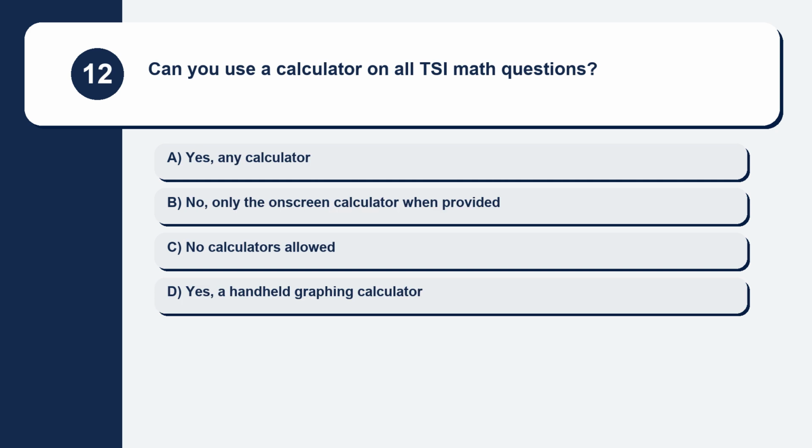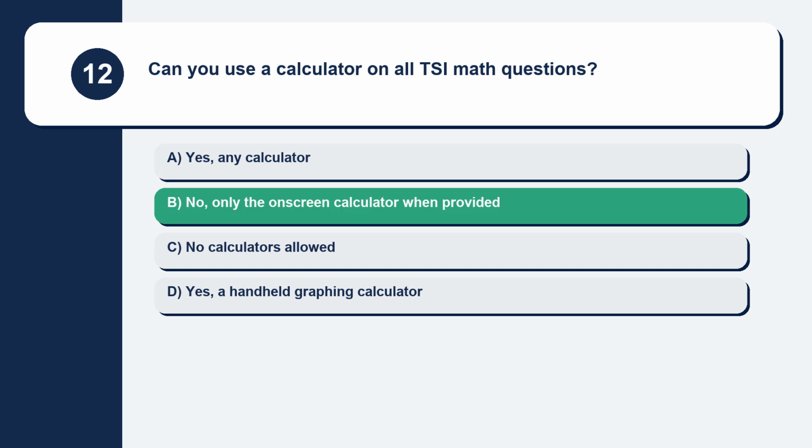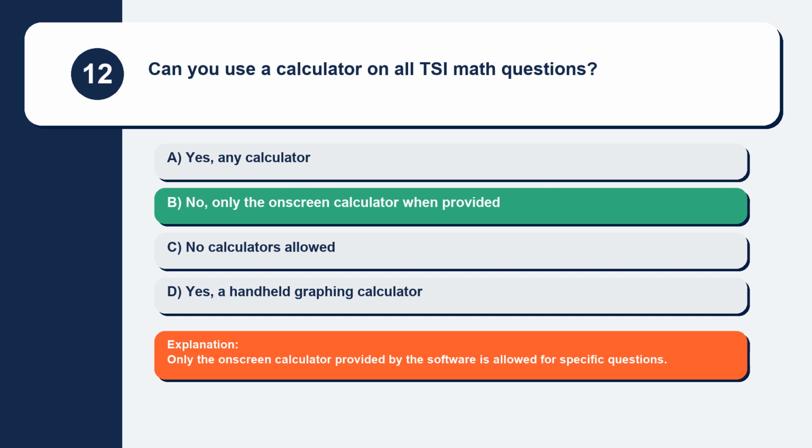Question 12. Can you use a calculator on all TSI Math questions? Yes, any calculator. No, only the on-screen calculator when provided. No calculators allowed. Yes, a handheld graphing calculator. Only the on-screen calculator provided by the software is allowed for specific questions.